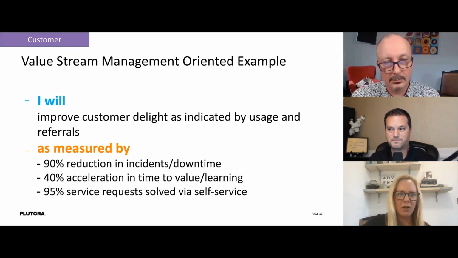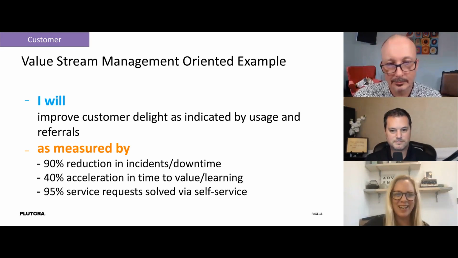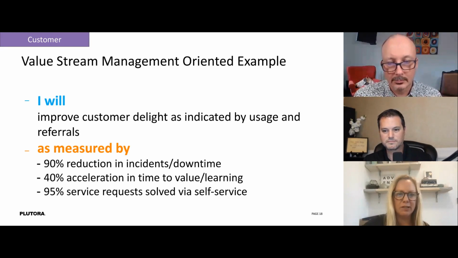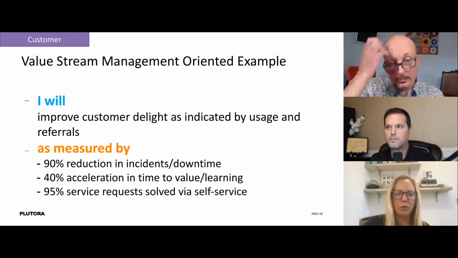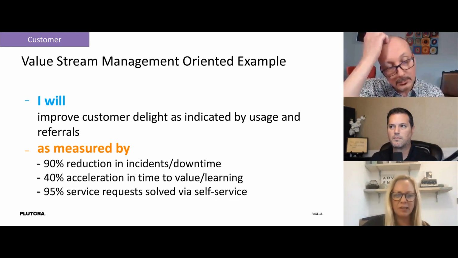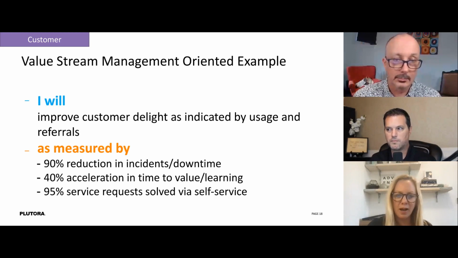So we have, I will improve customer delight. This is a customer OKR, as you can see, as indicated by usage and referrals. So those are the metrics we're going to use. And we're going to use also the 90% reduction in instance downtime, 40% acceleration into time to value or learning. This one was in the previous but one table. You may have noticed it, time to learning.